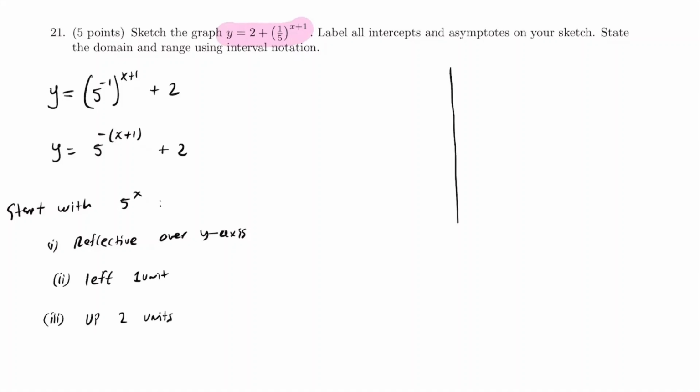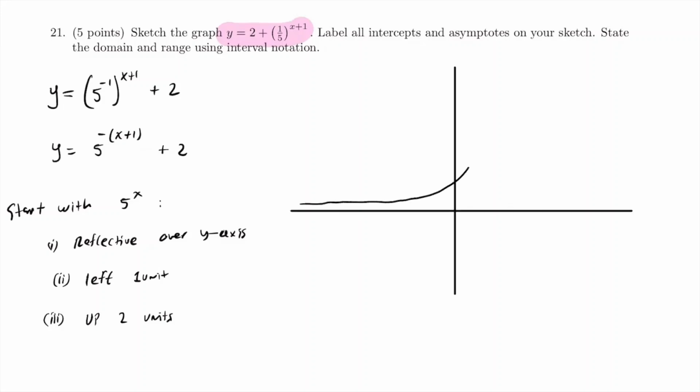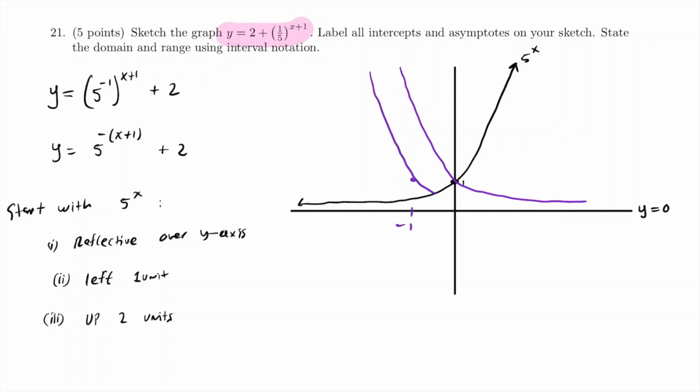So here's our XY plane. And let's suppose that 5 to the x, we know that it looks like this. That's 5 to the x. And this point right here is 0, 1. And it has a horizontal asymptote at y equals 0. This is 5 to the x. Now, if you reflect about the y-axis, you're going to get a graph that looks just like this. And then if you shift 1 unit to the left, the point 0, 1 will transfer right here, negative 1, 1. So it's going to look something like that.